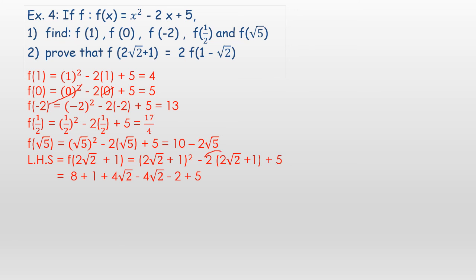Then by multiplying every term into the bracket, negative 2 times 2 root 2 is negative 4 root 2. Negative 2 times 1 is negative 2, plus 5. So 4 root 2 cancels with negative 4 root 2. The answer is 8 plus 1, which is 9, minus 2 is 7, plus 5 is 12.